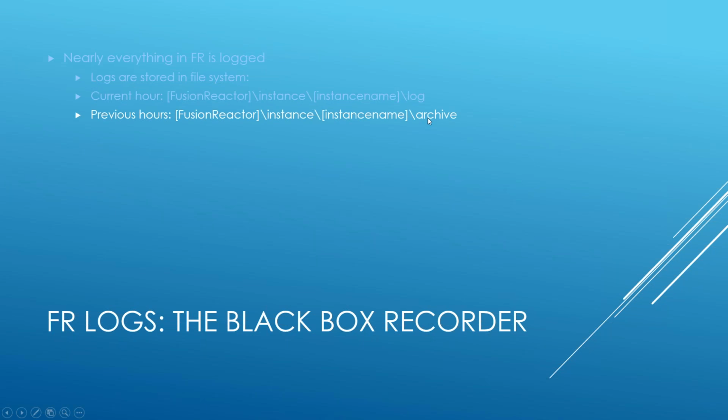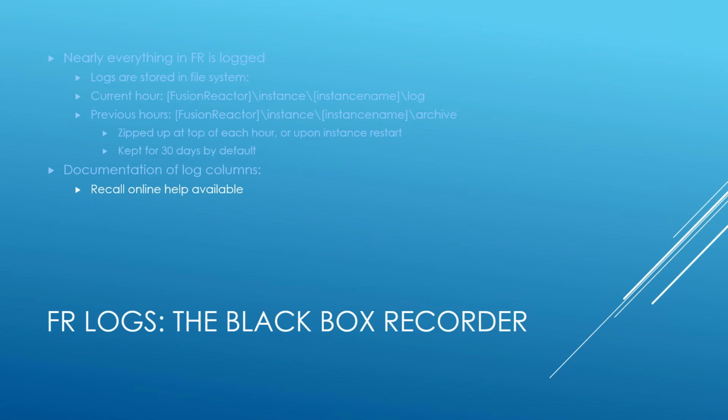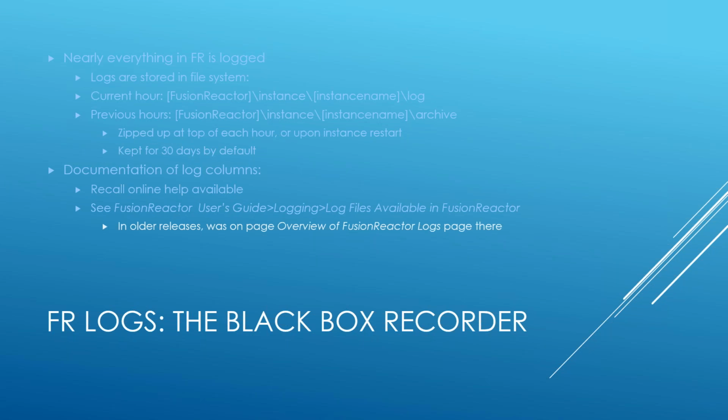So you go to the archive folder, and then in that archive folder, there's a folder for each day, and then there's a zipped up file for each hour, and that's created at the top of each hour by default, or when you restart the instance, a zip is created at that moment. And they're kept for 30 days by default, and FusionReactor automatically manages that. And I've mentioned the documentation of the log columns, and here again is that specific place to find it. I just went there because we were talking about something where it made sense.